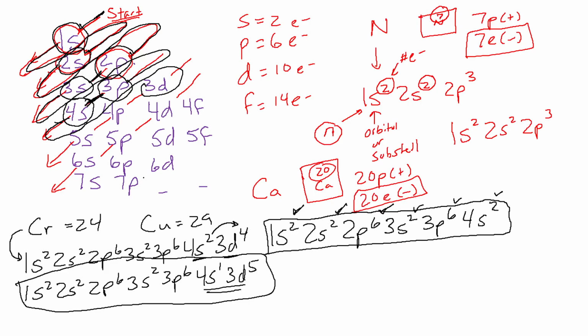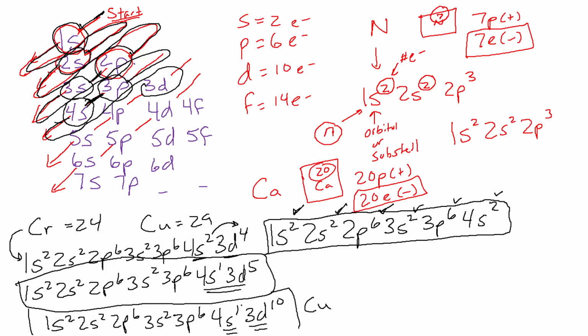Now, copper is the same deal, except it has 29. So copper will look pretty much identical to this, 1s2, 2s2, 2p6, 3s2, 3p6, 4s1, 3d10. Again, an extra electron up in the d, one less electron up there in the s orbital. And again, this would be the electron configuration for copper.